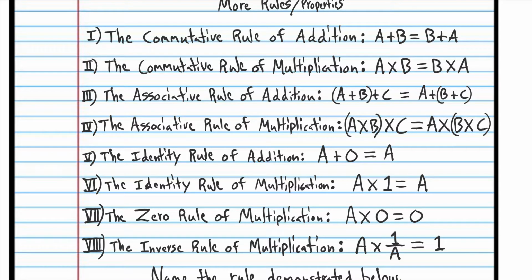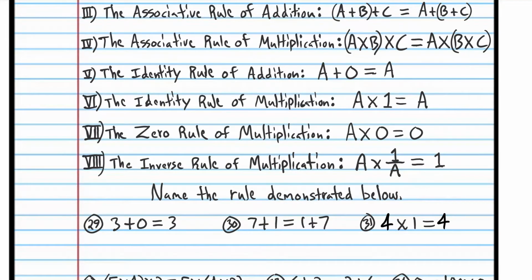So whenever you have 3 or more numbers and you're adding all the numbers or multiplying all the numbers, it doesn't matter how you group the numbers, where you put the parentheses. It doesn't matter which numbers you add or multiply first, you're going to get the same answer.